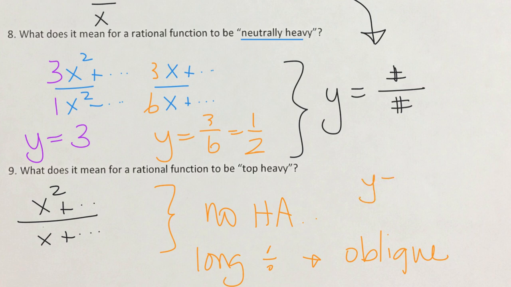And for us, it's always going to be some type of a line, some type of a y equals mx plus b. Okay, it doesn't always have to be. It could be a quadratic or anything crazy. But for our class, we're just going to have a linear oblique asymptote.